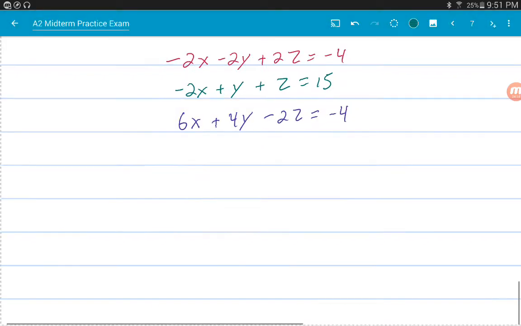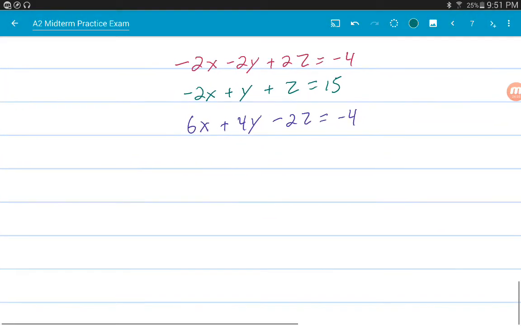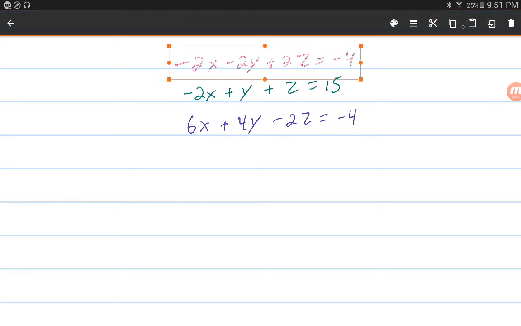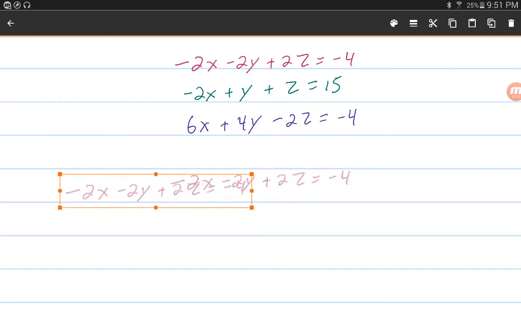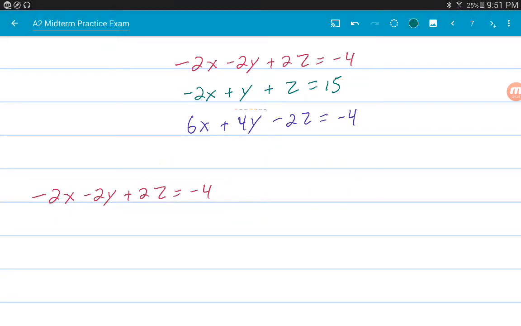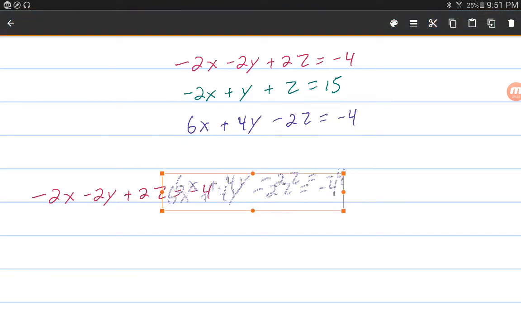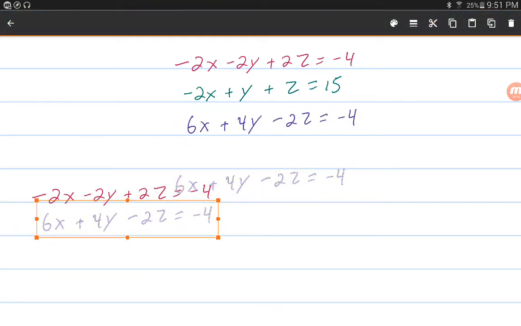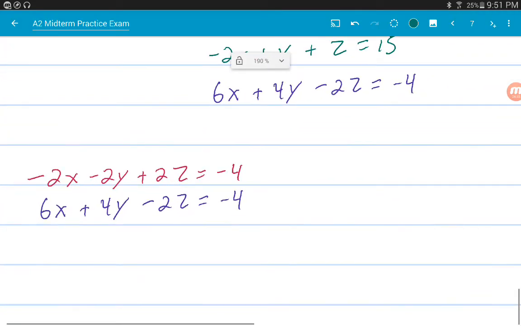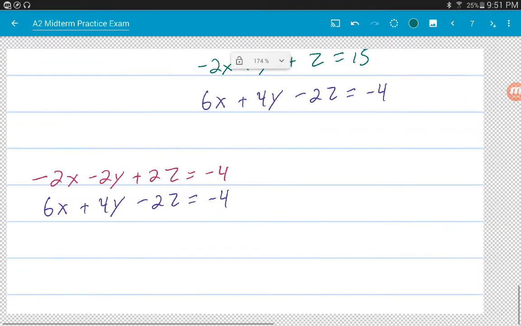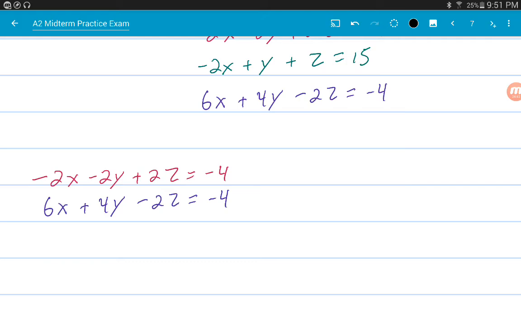Alright. So here's what I'm going to do. I'm going to take 2 of the equations, and I'm going to line them up so that I can cancel out z. I'm going to choose the red one, and I'm going to choose the blue one. I chose these 2 because the z's have the same number on them, but the opposite sign. That's really perfect. Because what I can do now is I can just add these 2 equations.